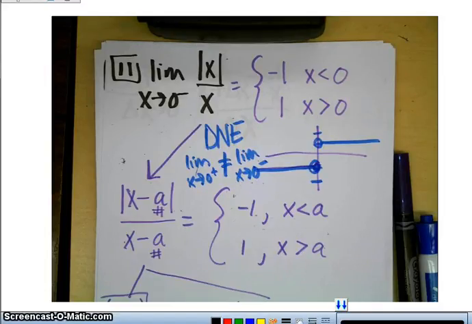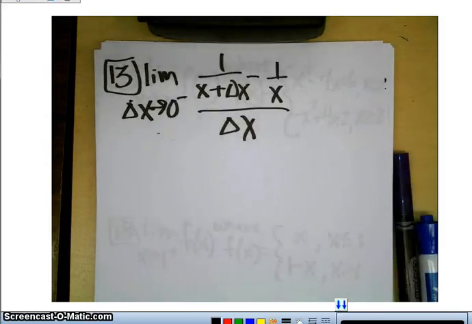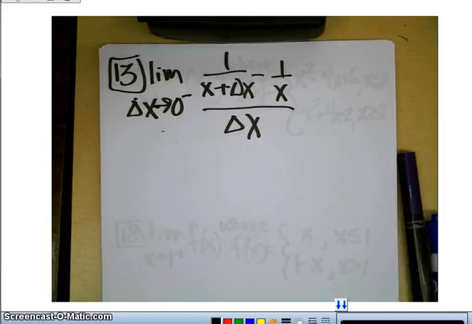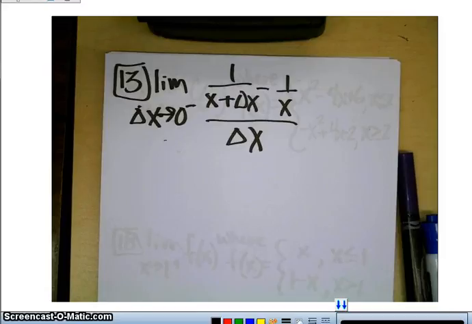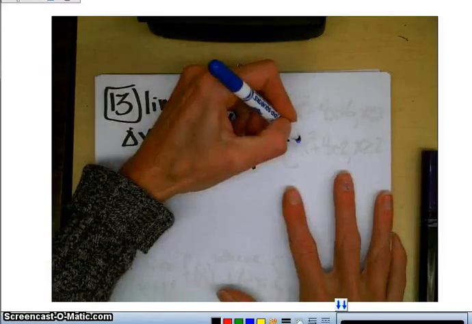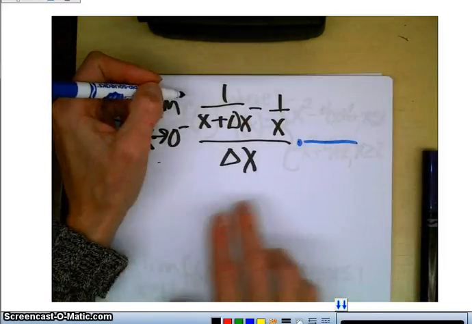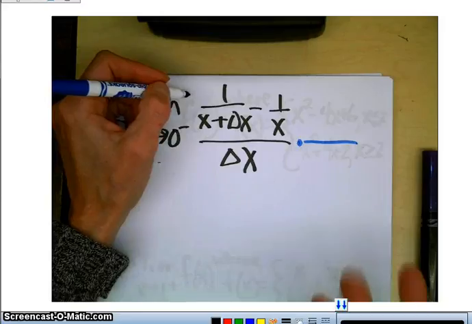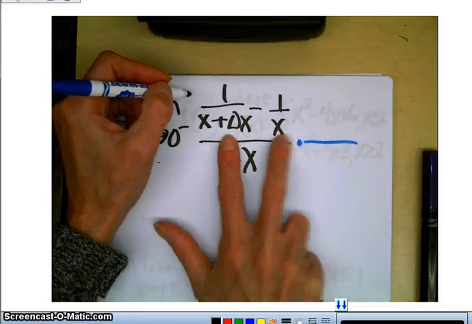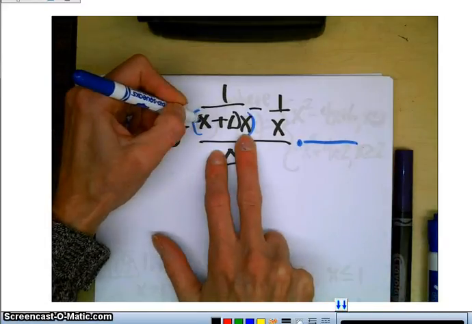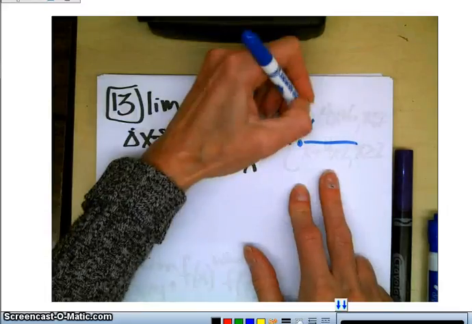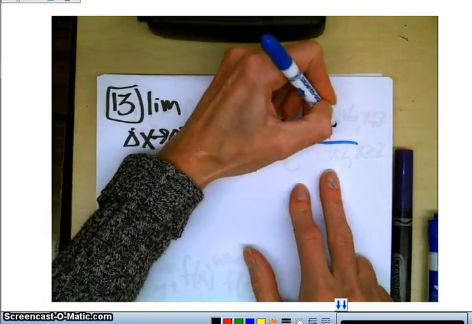All right. So the next problem, I think we're really just discussing finding the limits as it has to do with continuity. So this one looks like a problem we've done before. This is number 13 in the book. And I'm just going to approach it like I have before. So I'm going to multiply the top and bottom of this fraction by the common denominator, which happens to be x plus delta x times x. Notice I'm not multiplying it out at all.